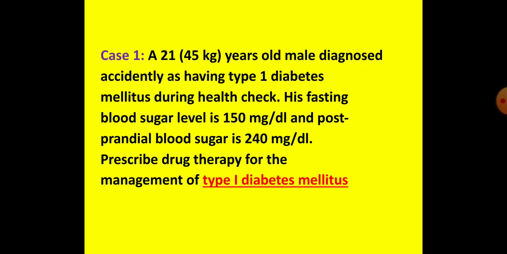So case 1. A 21 years old male diagnosed accidentally as having type 1 diabetes during a routine health checkup. His fasting blood sugar is 150 mg per deciliter and postprandial blood sugar is 240 mg per deciliter. Now we have to prescribe the drug therapy for the management of type 1 diabetes mellitus.